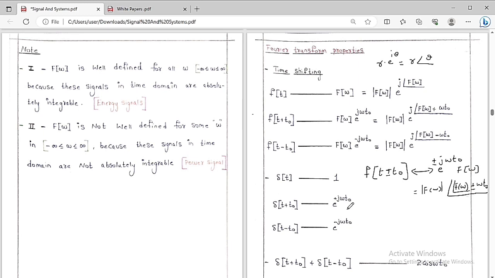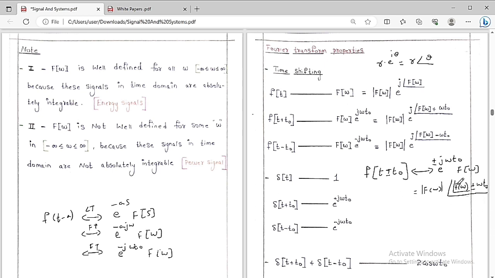I think you remember this formula in the case of the Laplace transform. For f of t minus a, what is the Laplace transform? The Laplace transform is e to the power of minus a s into f of s, right? I think you remember. This is the Laplace transform formula. But if you want the Fourier transform, replace s by j omega, and we get e to the power of minus a j omega times f of omega. Then replace a by t naught, and we get e to the power of minus j omega t naught f of omega. Same thing.